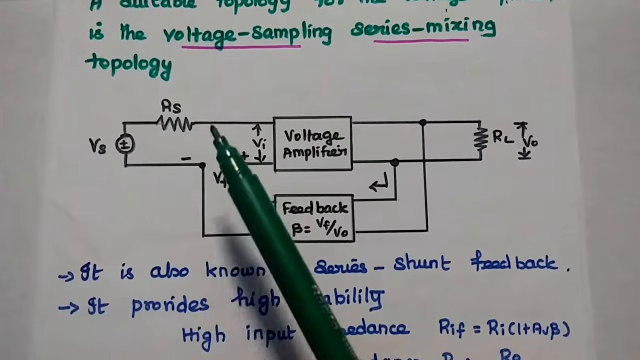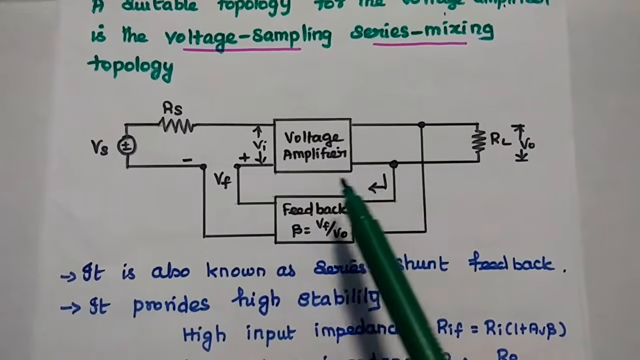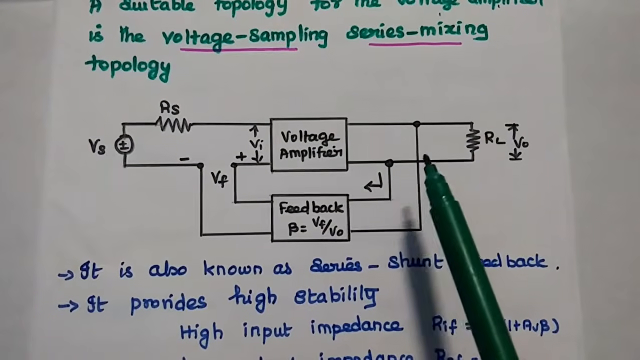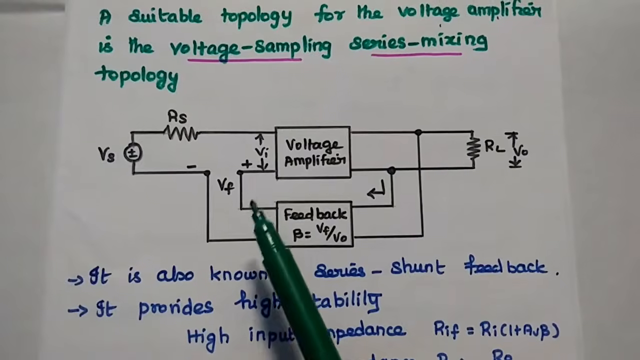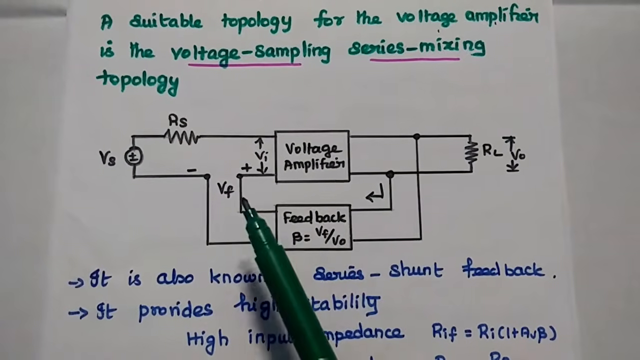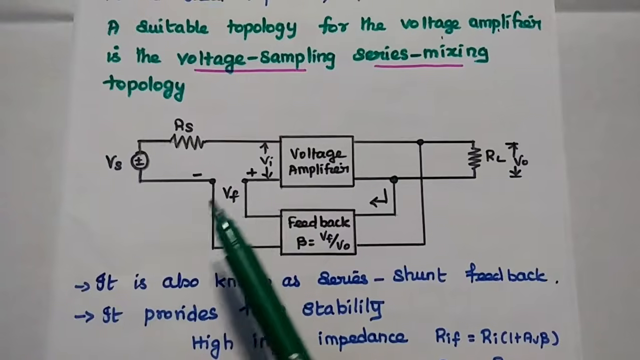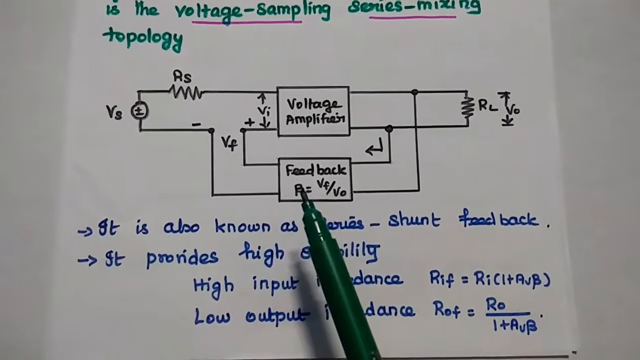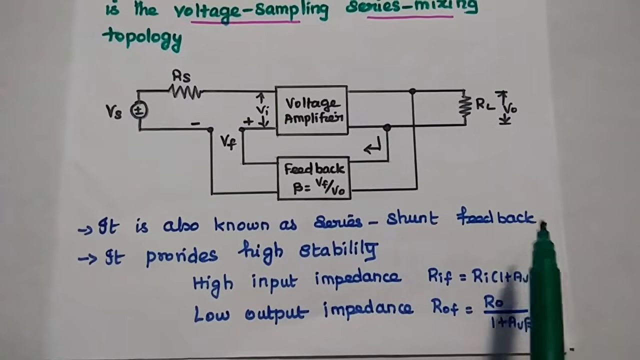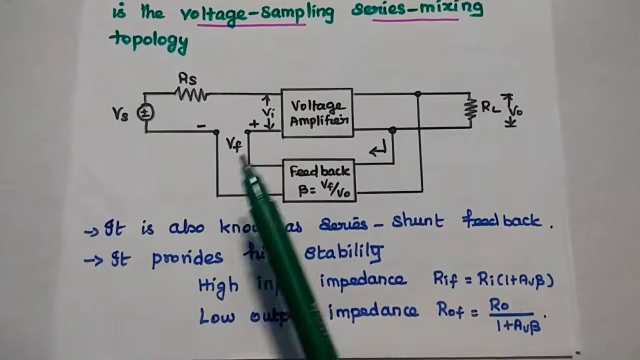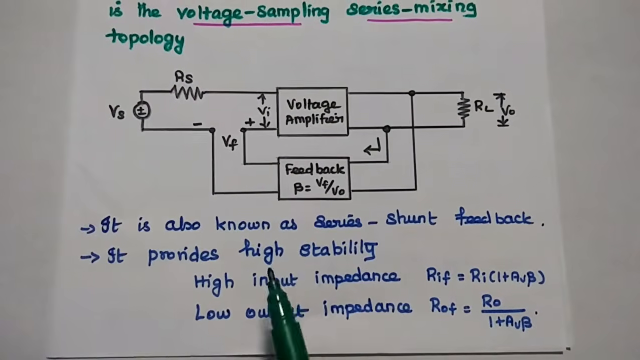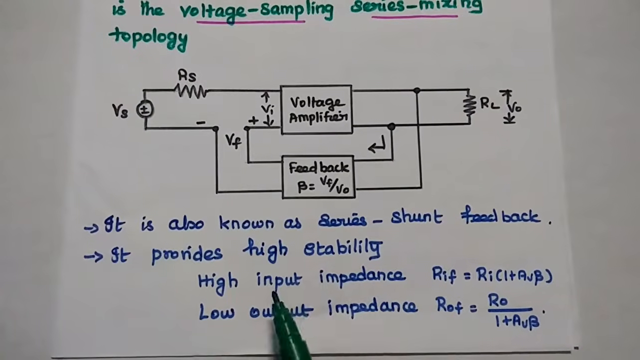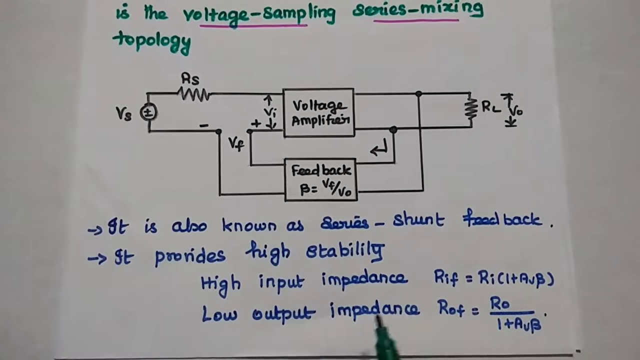Here we can have the input source signal along with this basic voltage amplifier with the load. So here we are going to take voltage sampling. Voltage means what? Shunt connection. And this side the mixing is done with the series connection. So series means this is a series connection here. Do you all understand this one? This connection is also known as series shunt feedback because input side is series, output side is shunt. This feedback topology provides high stability for this voltage amplifier, high input impedance and low output impedance.